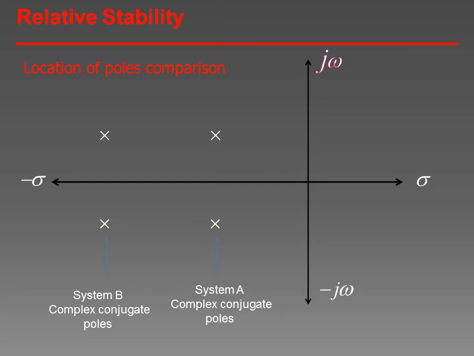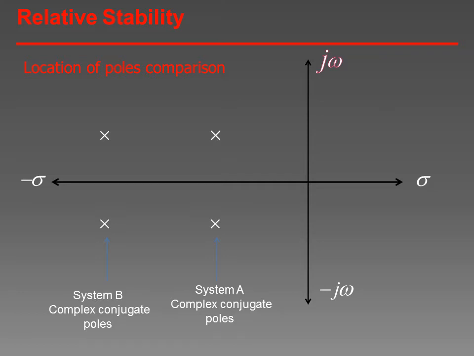Here there is a comparison of the location of the poles for both systems. For system A, the poles are complex conjugates. For example, minus 2 plus j, minus 2 minus j, they are on the negative side. And suppose system B has something like minus 5 plus j and minus 5 minus j, like this. Okay, so they are complex conjugates of each other.